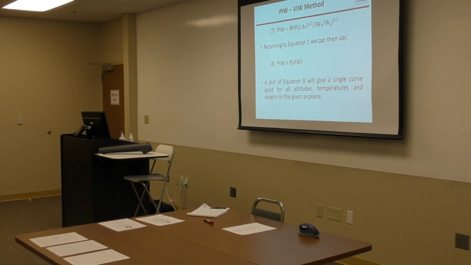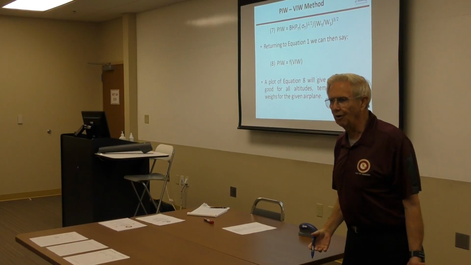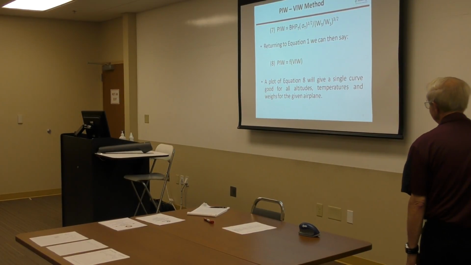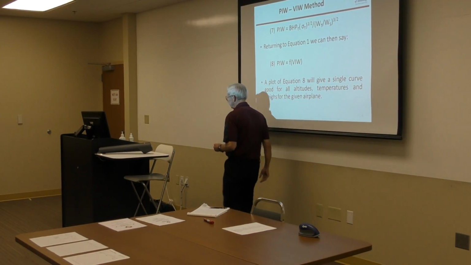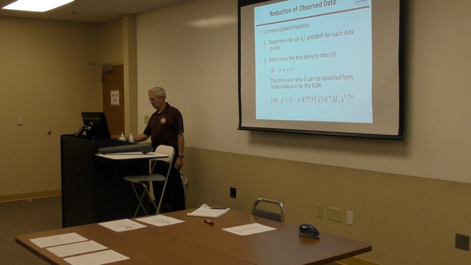Now, if we go up, say, 7,000 feet, we won't be able to get this far along the curve, because we won't have the power up there. But with that, we can get all of the level flight performance for the airplane. Well, how do we do this?